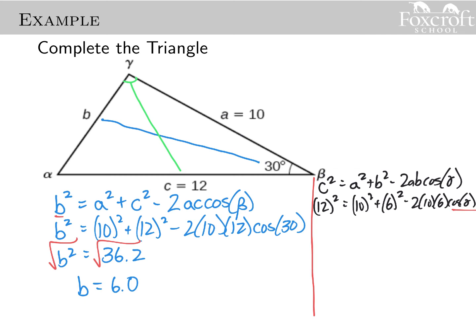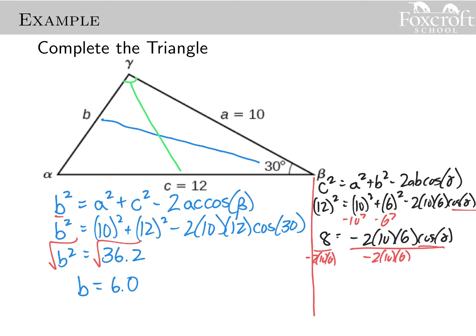So what I'm going to do first is subtract these two numbers to the other side. I'm just going to use a calculator right away to help me. So I'm going to have 12 squared on the left. I'm going to subtract 10 squared from that, and I'm going to subtract 6 squared from that. And that's going to be 8. All right, that -2 is still there. Now I want to get this cosine thing by itself. So what I'm going to do is divide everything by -2 times 10 times 6 on both sides.